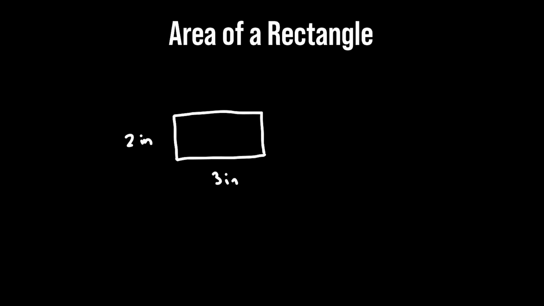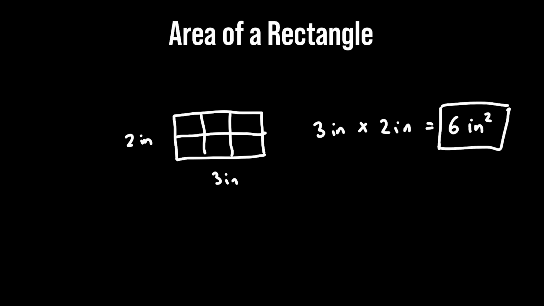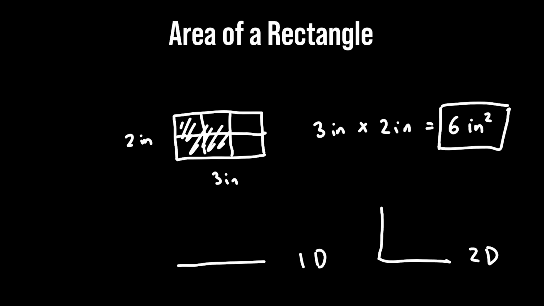Finding the area of a rectangle is a nice way of visualizing multiplication. So here we have a rectangle of length 3 and width 2, and the area will be 3 inches times 2 inches, which is 6 inches squared. You always say squared when you're finding the area of something. The length of something is 1 dimension, but the length and width of something is 2 dimensions, so it would be squared.